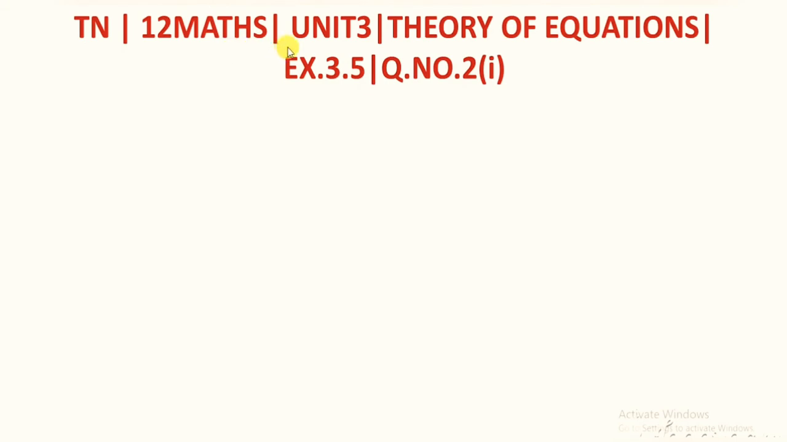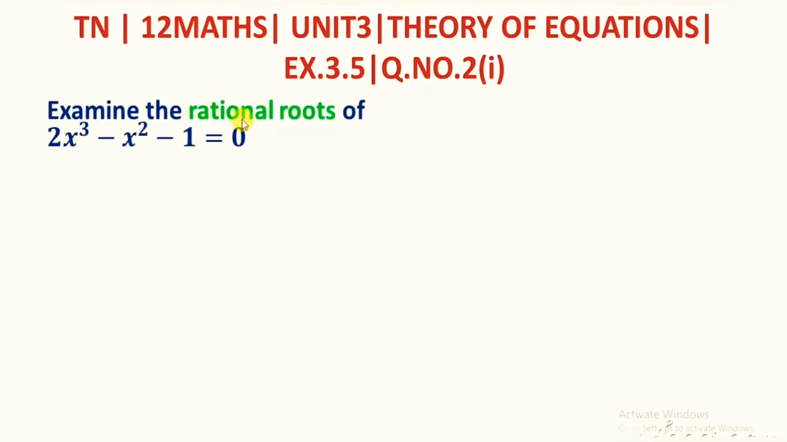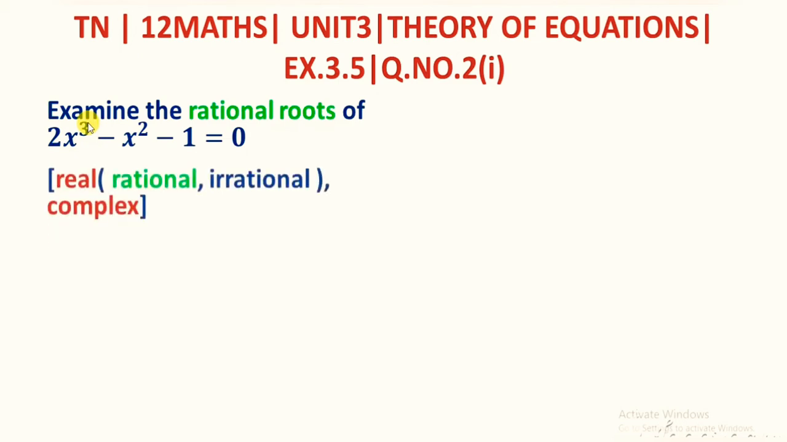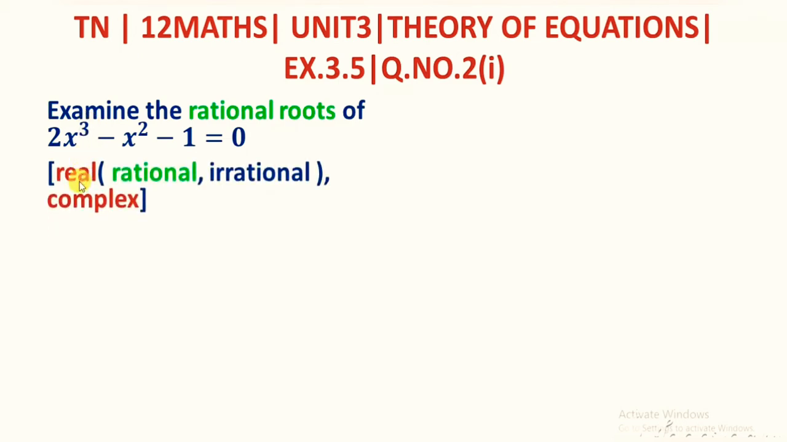12th standard maths, unit 3, theory of equations, exercise 3.5, question number 2, subdivision 1. Examine the rational roots of 2x cube minus x squared minus 1 is equal to 0. They have given a cubic equation, that's why the number of roots is equal to 3. Now the roots can be separated into two parts, one is real and another one is complex. Real can be written as rational root and irrational root. இதுல இந்த rational root எத்தனை வருது அப்படின்றத கண்டுபிடிக்கணும்.